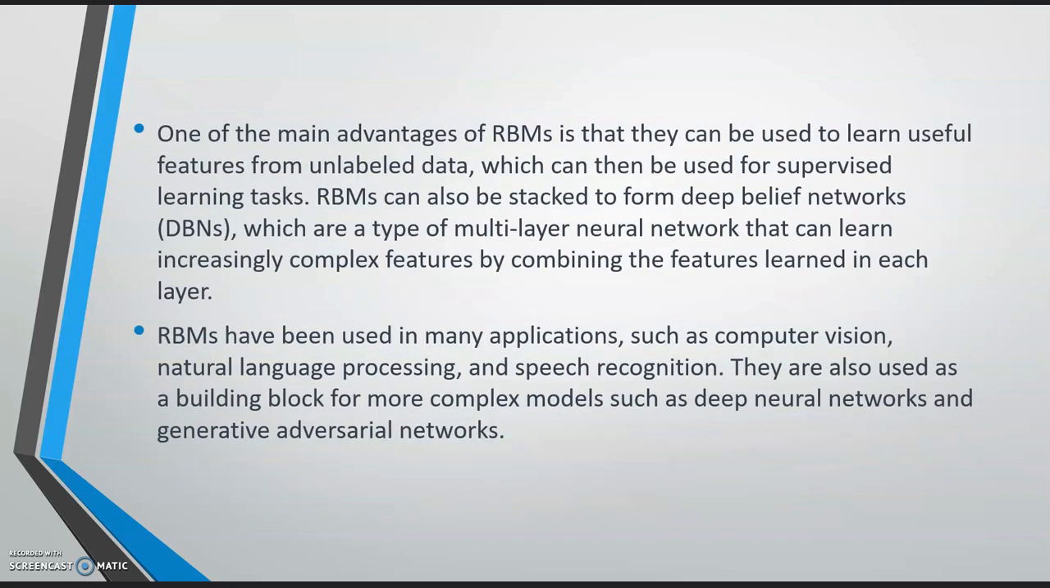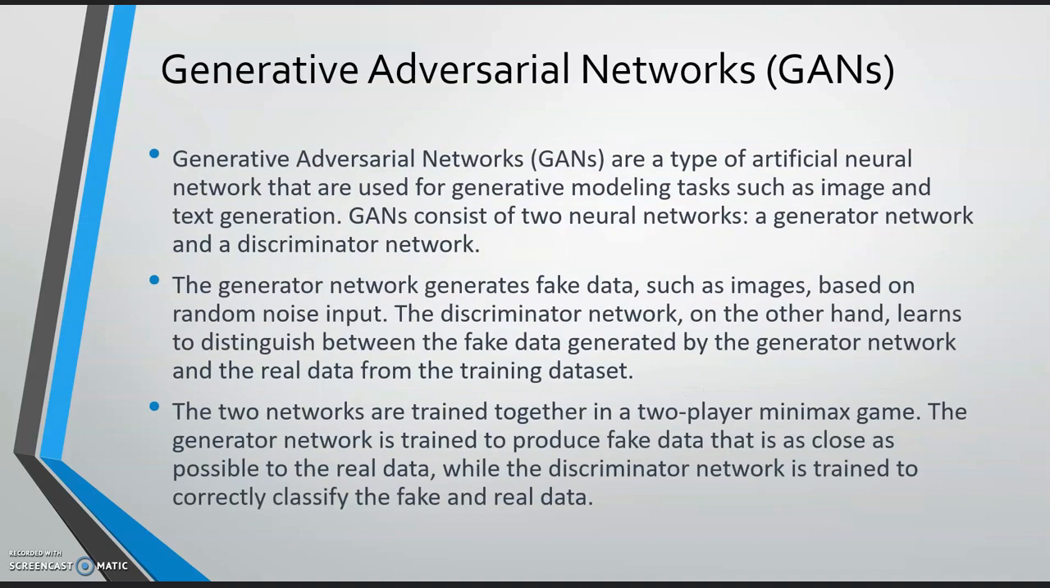One of the main advantages of RBMs is that they can be used to learn useful features from unlabeled data, which can then be used for supervised learning tasks. RBMs can also be stacked to form deep belief networks, which are a type of multi-layer neural network that can learn increasingly complex features by combining the features learned in each layer. RBMs have been used in many applications such as computer vision, natural language processing, and speech recognition. They are also used as a building block for more complex models such as deep neural networks and generative adversarial networks.